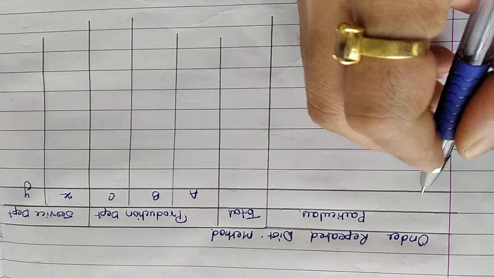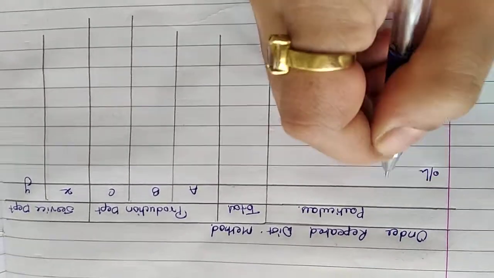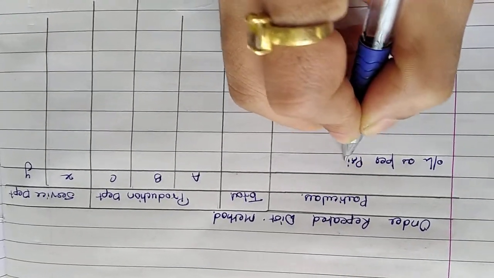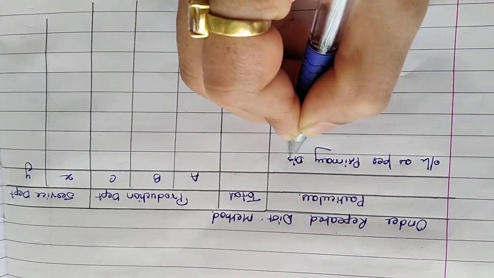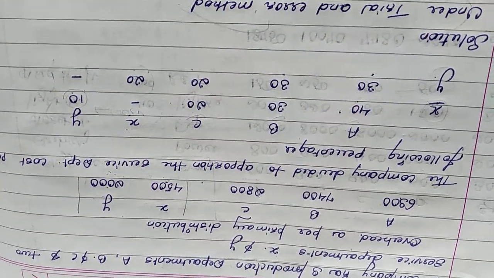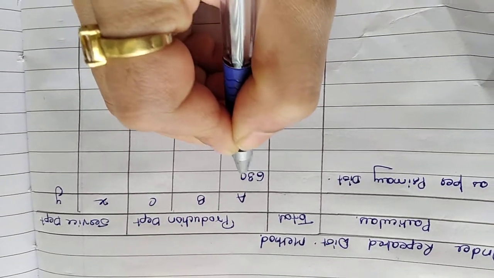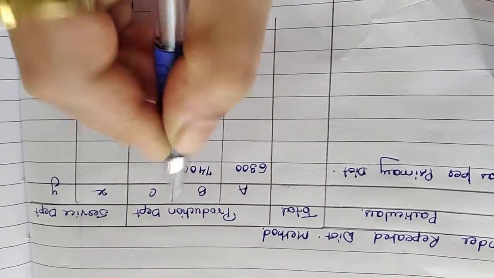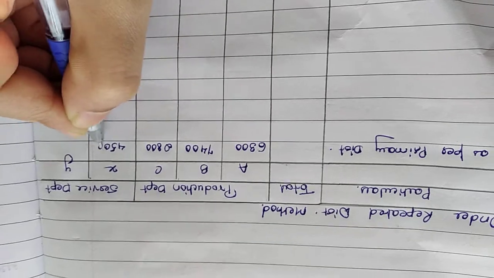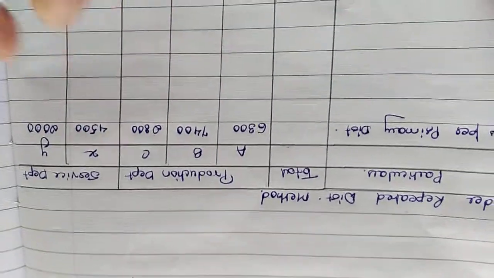Now the first thing I'm supposed to write over here is the overheads as per primary distribution. This amount is already given to us in the problem. See here, 6,300, 7,400, 2,800. As it is, you are supposed to copy. So I'll write here 6,300, 7,400, then we have 2,800, then I have 4,500, and we have 2,000. This is given in the problem.